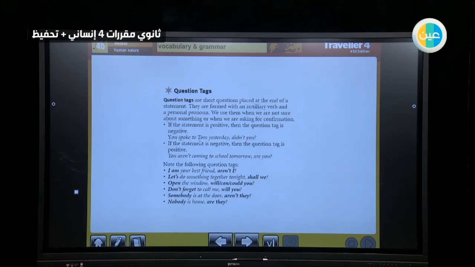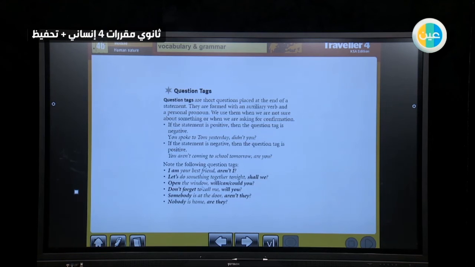You spoke to Tom yesterday, didn't you? We have here spoke. This is affirmative, so the question tag should be negative. If the statement is negative, then the question tag is positive. We have here the opposite also. You aren't coming to school tomorrow, are you? You aren't. If the statement here is negative, the question tag should be positive or affirmative. We have here exceptions. Note the following question tags. I am your best friend. Aren't I? I am will be here, aren't I.